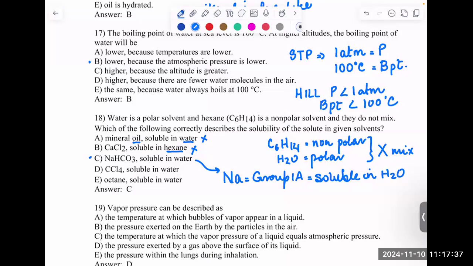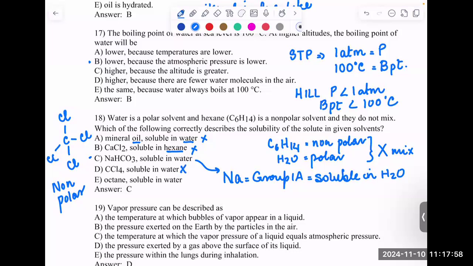Carbon tetrachloride is this. Remember, you have to do the Lewis structures like that. Okay, so what happens here? This becomes non-polar. Although each single bond is polar, carbon tetrachloride is non-polar. So this will not mix in water.